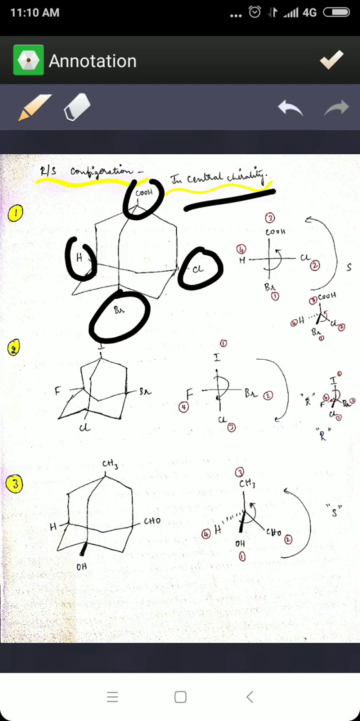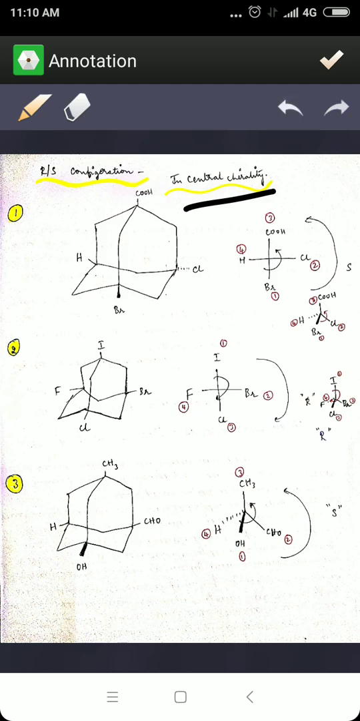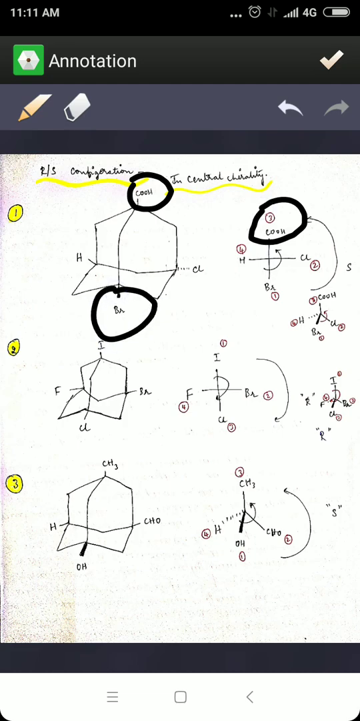Now when you come to write down the RS configuration, it is very simple. You are just going to write down the functional groups as it is. That is, the carboxylic acid takes the vertical line, the first position, that is above, and bromide takes the bottom position on the vertical line, and on the horizontal line we have hydrogen on the left side and chlorine on the right side. So this is how we are going to write down the RS configuration for central chirality molecules in adamantane.